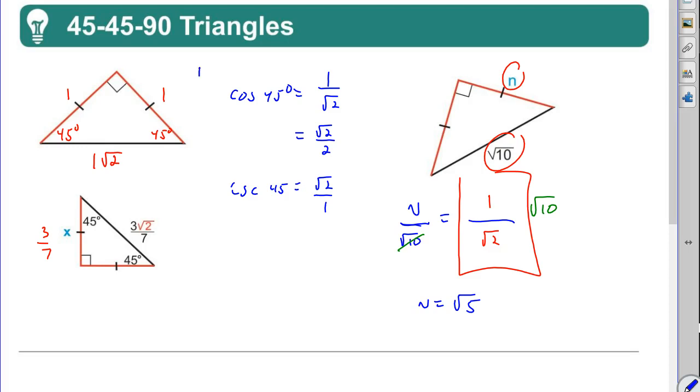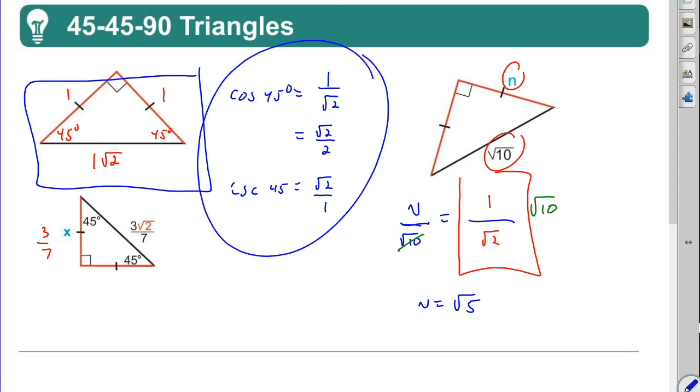So the pattern. What does the pattern do? It allows you to do all the trig functions, and it also allows you to find sides of a 45, 45, 90 triangle.